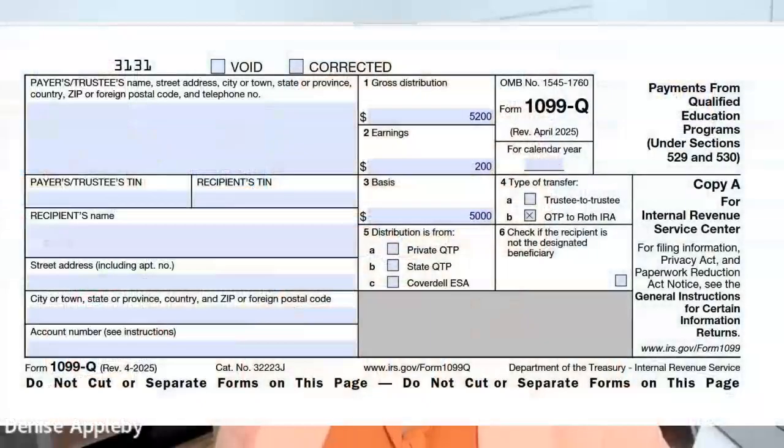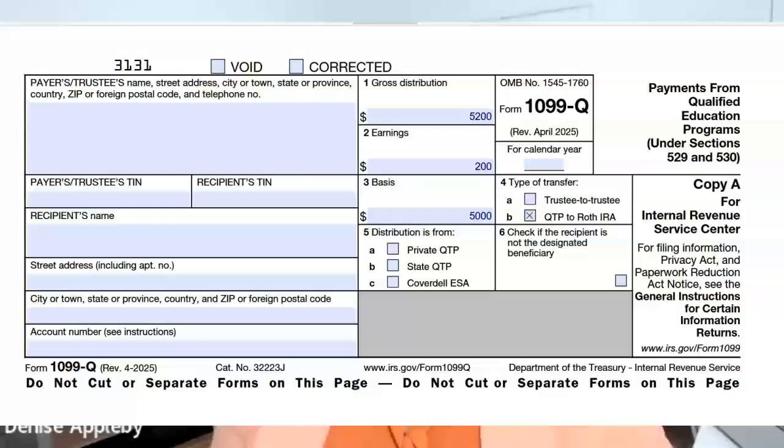And the 529 to Roth, when added to their other Roth IRA contributions and their regular traditional IRA contributions, the total should not exceed the IRA contribution limit that's in effect for the year, which is $7,000 for 2025, plus a catch-up contribution of $1,000 for those who are at least age 50 by the end of the year.